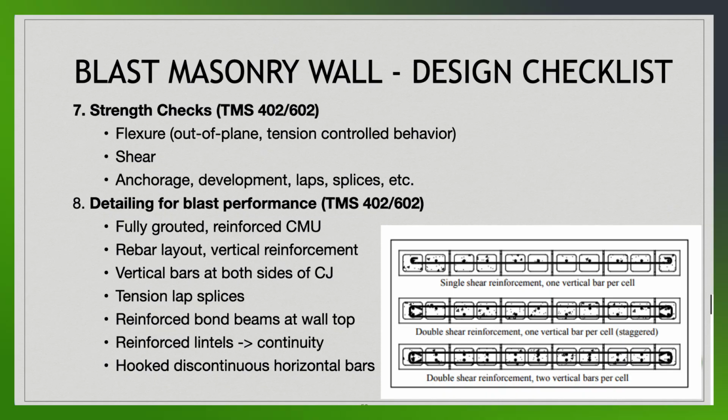Finally, we check strength and detailing. We verify flexure, shear, anchorage, and splice requirements using TMS 402-602. As also Sam mentioned, detailing is critical for blast performance. Fully grouted cells, continuous reinforcement, vertical bars near control joints, reinforced lintels, bond beams, proper hook anchorages. These are all great practices for detailing for blast, and poor detailing undermines all analytical capacity.